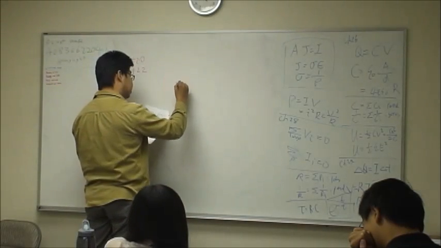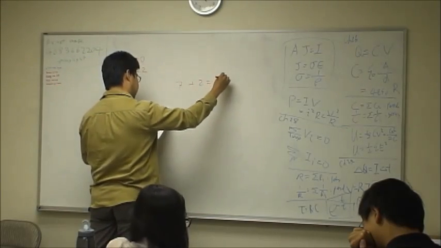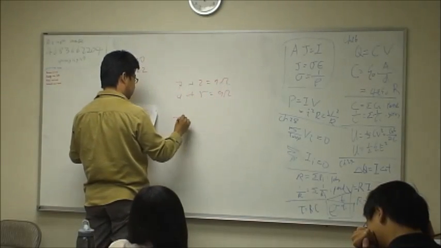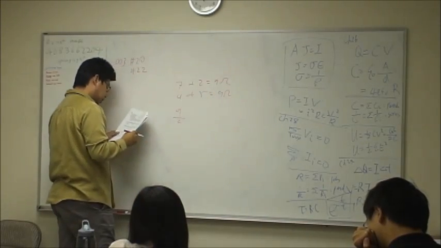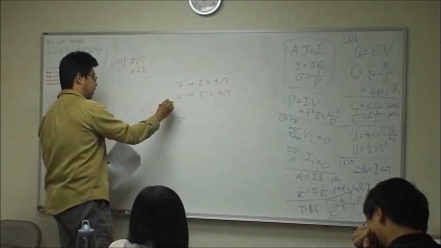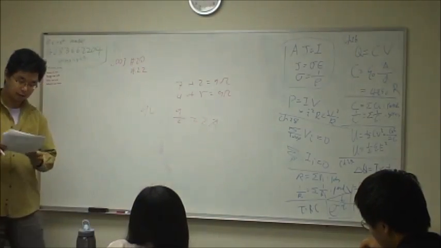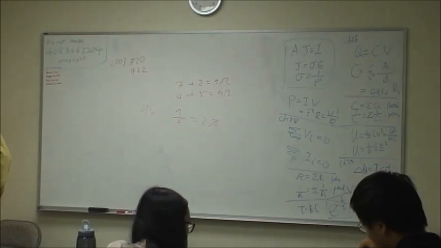Because one is 7 plus 2, so 9 ohm. The other is 4 plus 5, is 9 ohm. In parallel, so it's 9 over 2. And then the voltage is 9 volts, so divided by this one, I have 2 amp. Make sense? Okay. Number 23.